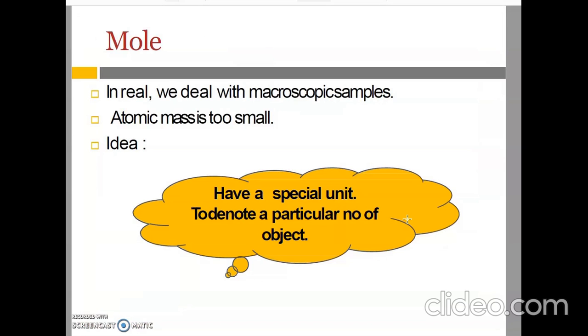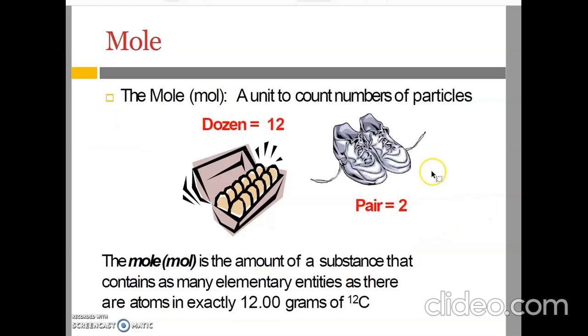Okay, next we're going to look into mole. In here we deal with macroscopic samples, maksudnya sampel yang sangat besar. Then atomic mass is actually too small. So that becomes the idea. We do have a special unit to denote a particular number of objects. The mole is actually a unit to count the number of particles.